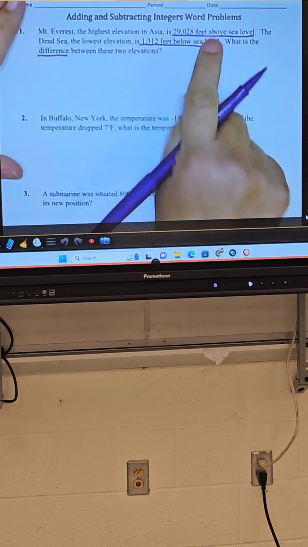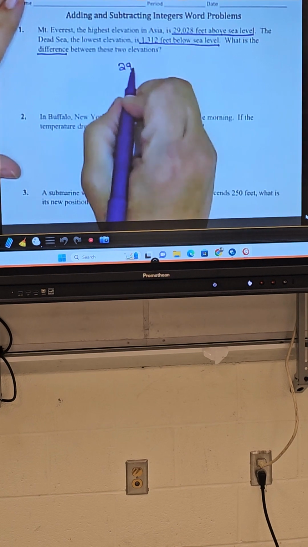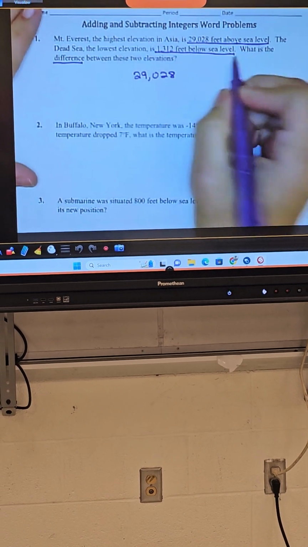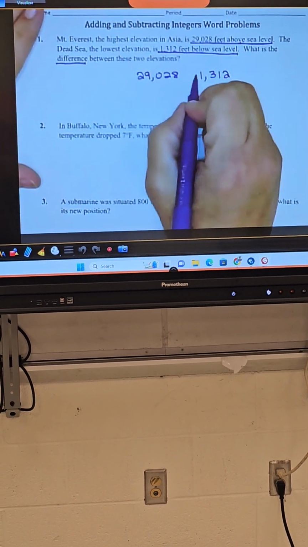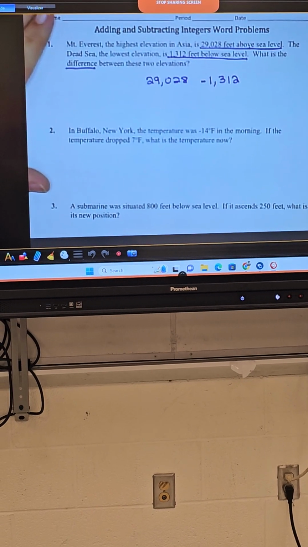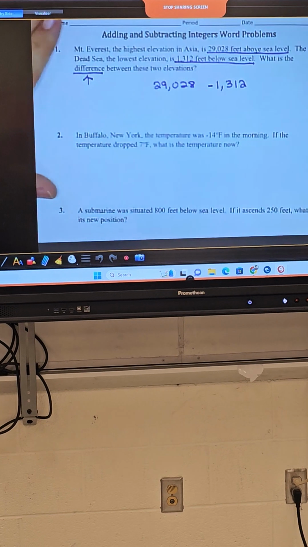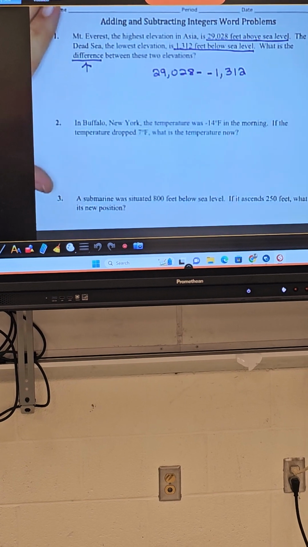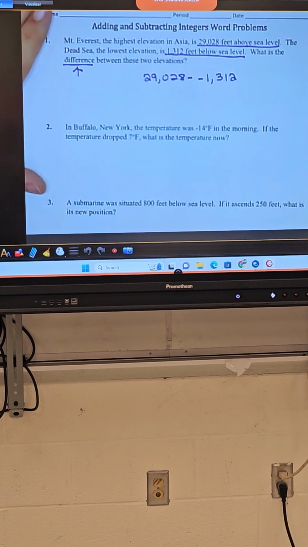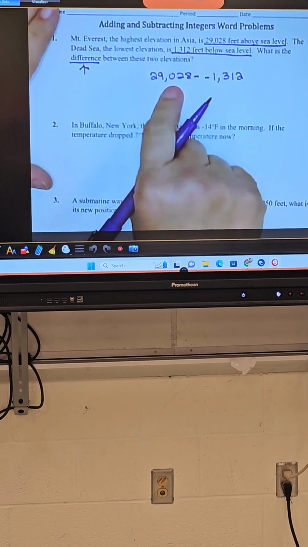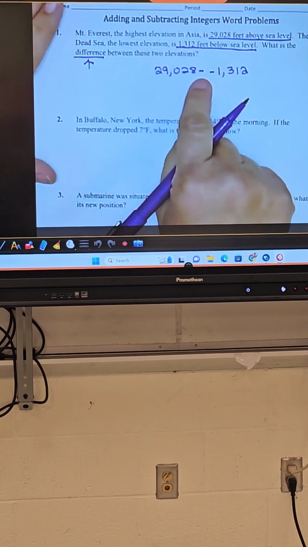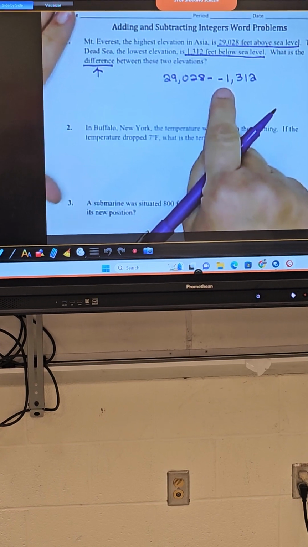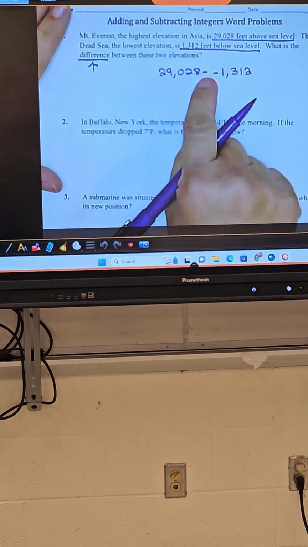So, the number being above sea level would be positive, so you have 29,028 feet above sea level, and the other one, the Dead Sea, is at 1,312 feet below sea level, therefore being a negative. It also asks us to find the difference, which students should know means to subtract. So this is what you're looking at. And so what we teach our students is that for subtraction, the rule says that we're going to keep our first number the same. We're going to change our subtract to a plus, and we're going to change our negative sign to a plus as well, because in actuality, subtraction means to do the opposite of.